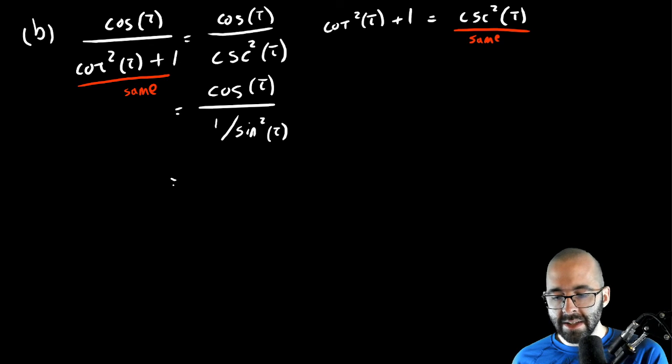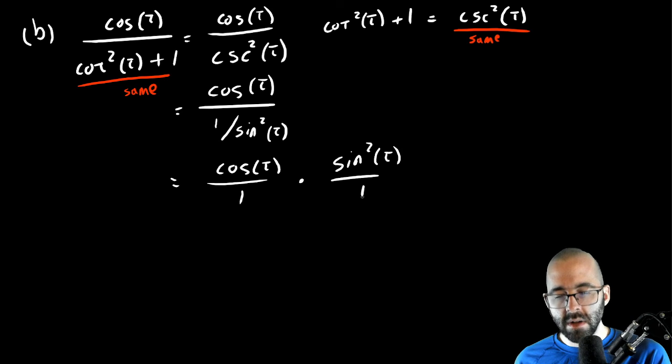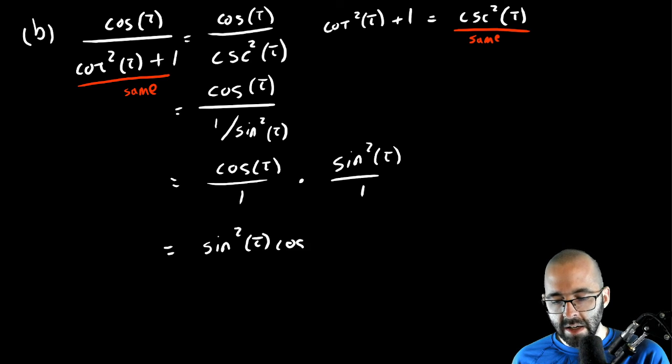Now let's do what we did in the last one. Cosine divided by that denominator is the same as multiplying by the reciprocal. Well, the denominator is 1. We don't even have to write that denominator. We just have sine squared of t times cosine of t. And that's as simple as it's going to get.